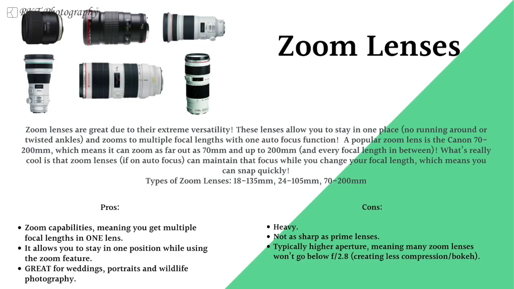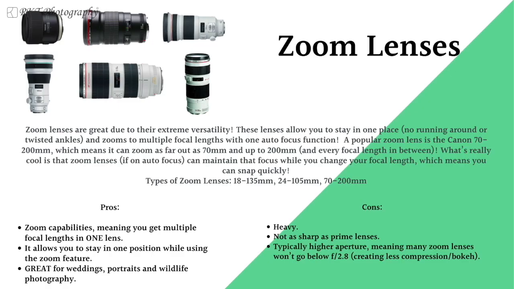The popular zoom lens in Canon is 70-200 mm, which means that it can zoom as far out as 70 mm and up to 200 mm, with every focal length in between. What's really cool is that zoom lenses can maintain focus while you change the focal length. The popular zoom lenses are 18-135 mm, 24-105 mm, and 70-200 mm lenses. Let's talk about the pros and cons of these zoom lenses.